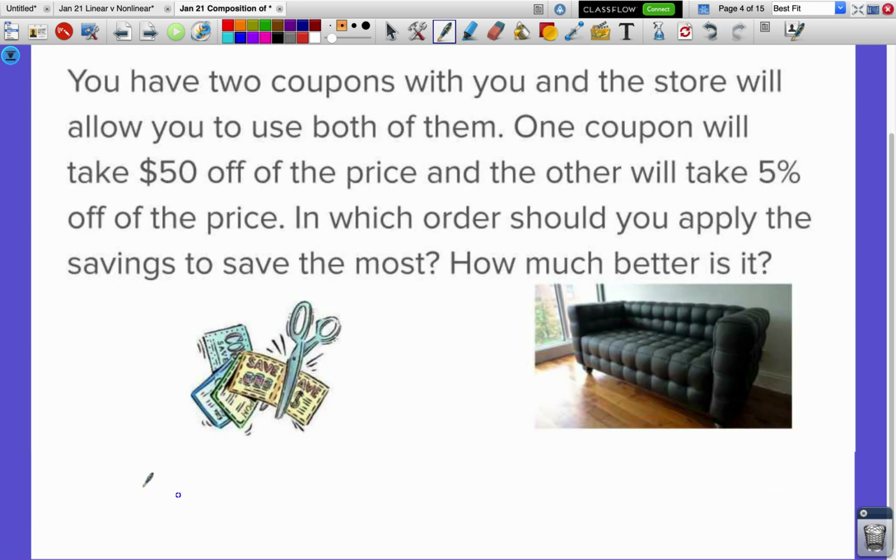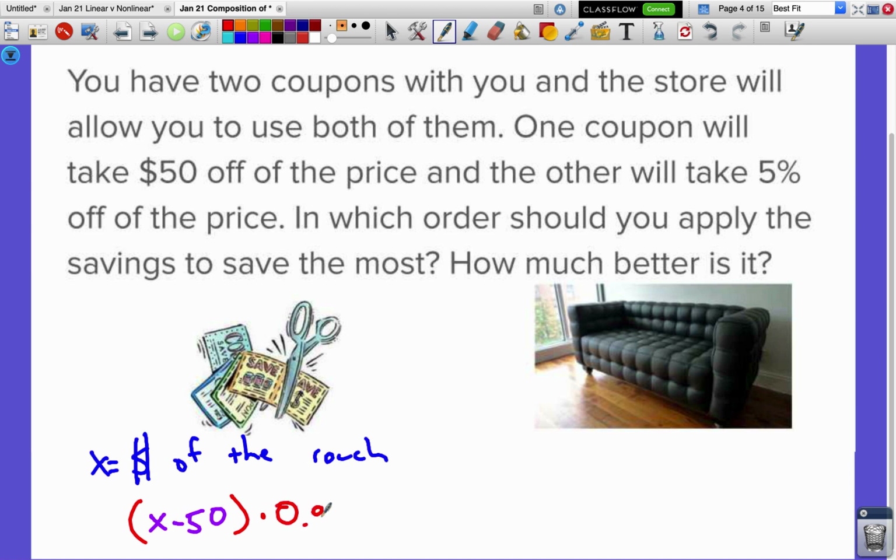Okay, so we'll say the couch costs x. So x equals the cost of the couch. And now when we take $50 off, that's really easy. We just subtract 50. So if I apply that first, I'm going to just subtract 50. When I take 5% off, a lot of people do this wrong, and they just get what 5% of this is. But you have to realize when you take 5% off, you still have to pay for 95% of the couch. So you multiply by what's remaining.